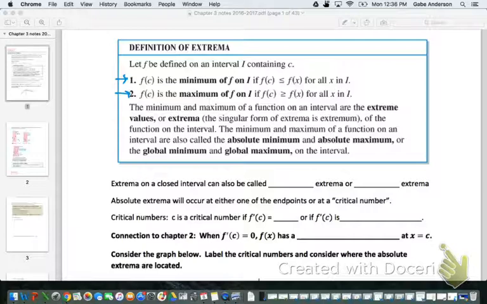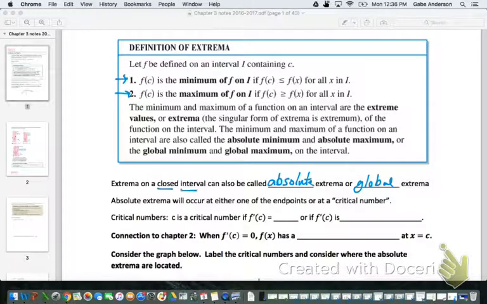A few other things to go over here. We'll move out of the box at this point. The next little blank fill-in says, extrema on a closed interval can also be called absolute or global extrema. So those two terms are interchangeable, absolute or global extrema. Both of those are describing extrema on a closed interval.